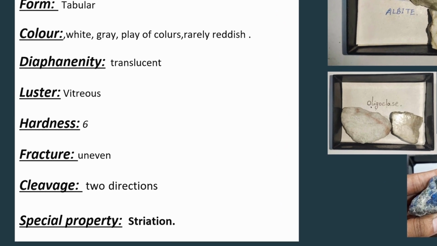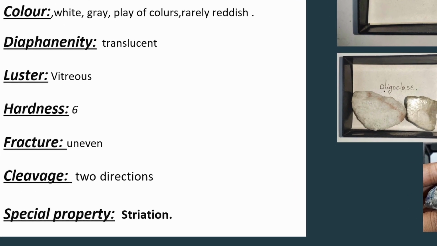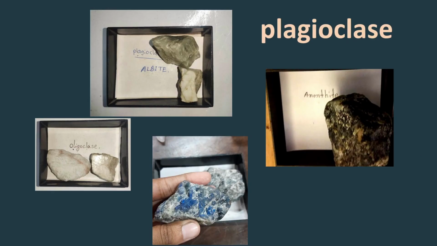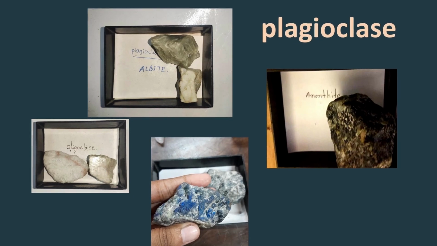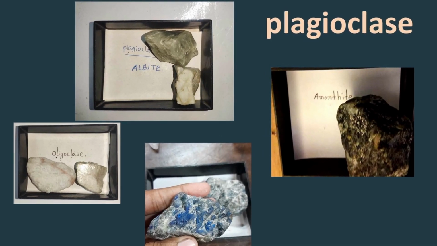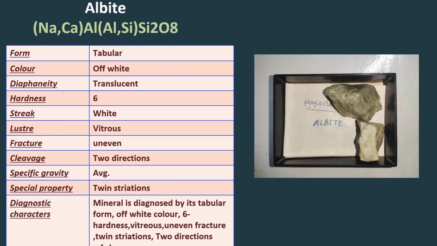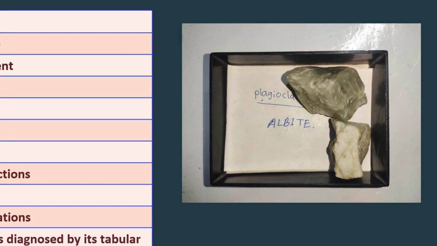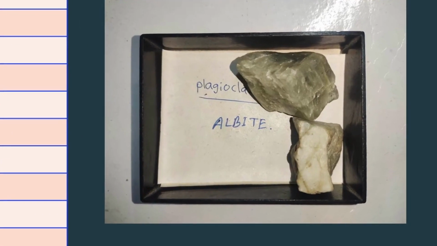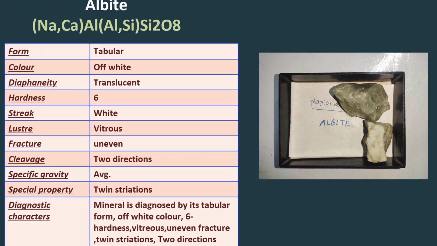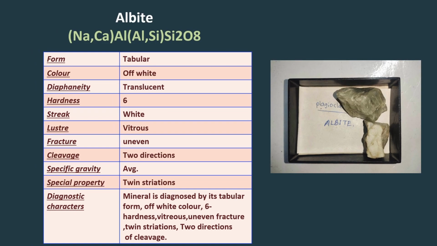Striation is the special property of Plagioclase Feldspar. Here we can see some hand specimen samples of Plagioclase Feldspar. So our first hand specimen sample of Plagioclase Feldspar is Albite, which you can diagnose by its tabular form of white color, 6 hardness, vitreous luster, uneven fracture, twin striations and 2 directional cleavage.